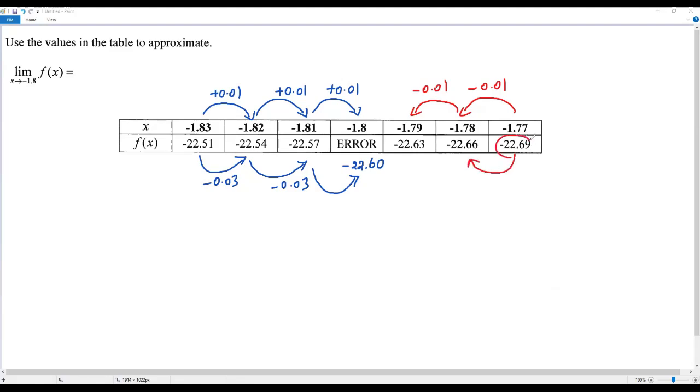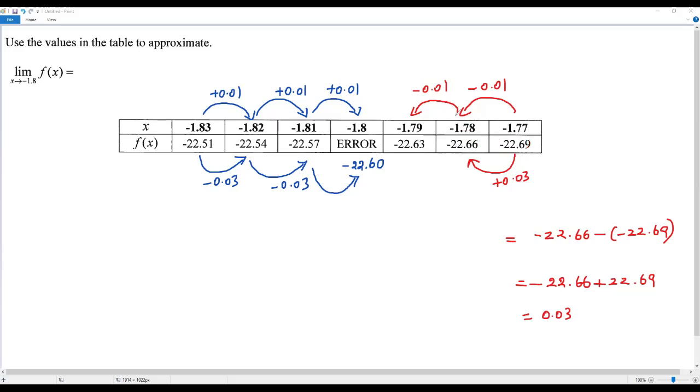For that we subtract the first value, negative 22.69, from the second value, negative 22.66. Let me do it, negative 22.66 minus negative 22.69. Negative times negative becomes positive 22.69. When I combine negative 22.66 and positive 22.69, I get positive 0.03. That is, f of x is getting increased by 0.03, from negative 22.69 to negative 22.66.